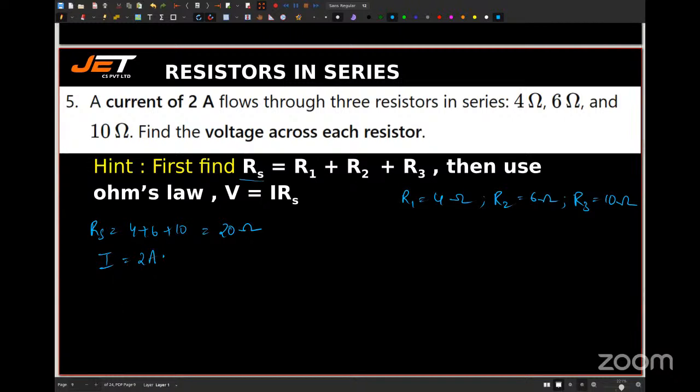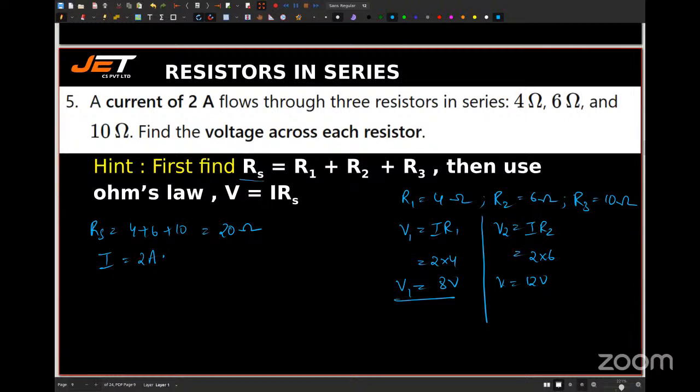Then current is given as 2 amperes and we need to find out voltage across each resistor. So we can do one thing. For each resistor we will calculate first. So V1 is equal to how much? V1 is equal to I into R1, that is 2 into 4, which is 8 volts. So this is voltage V1 across R1 resistor, and V2 is I into R2, which is equal to 2 into 6, which is equal to 12 volts.